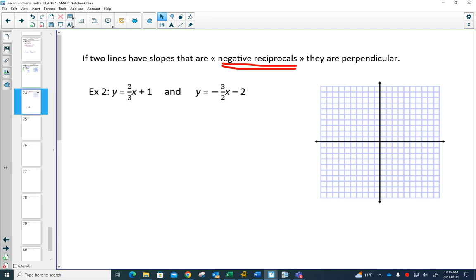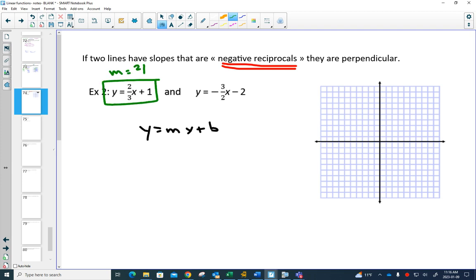And so if we notice the slopes, and again, both of these are in y equals mx plus b form. In this green one, can you see that your slope is 2/3? And in this blue one, my slope would be -3/2. Can you see that one is positive and one is negative? And can you see that the fraction of one is flipped in the other one? So that flipping is a reciprocal, and because one is positive and one is negative, we would say that the slopes are negative reciprocals.